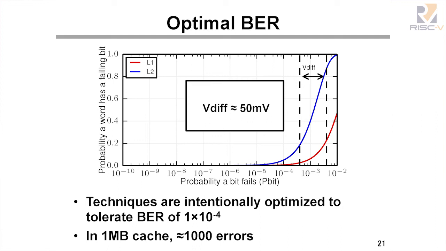Here, in 1 order of magnitude increase in failure rate, you get from 20% of the words having a failing bit to over 80% of the words having a failing bit. And this only corresponds to about a 50 millivolt reduction in VDD. So we targeted something before you fall off this error cliff, where you get most of the voltage reduction while still only having to tolerate a few errors on the chip. In this case, for a 1 megabyte cache, that's tolerating around 1,000 errors.